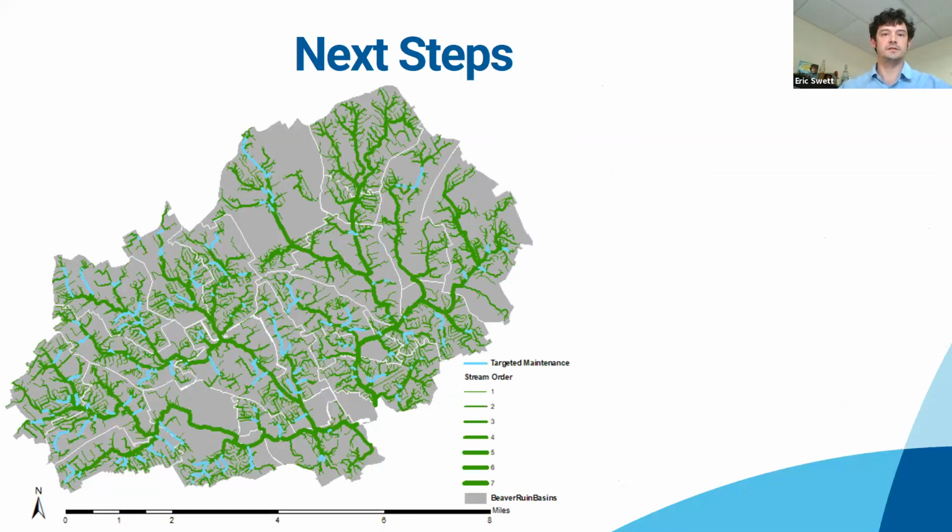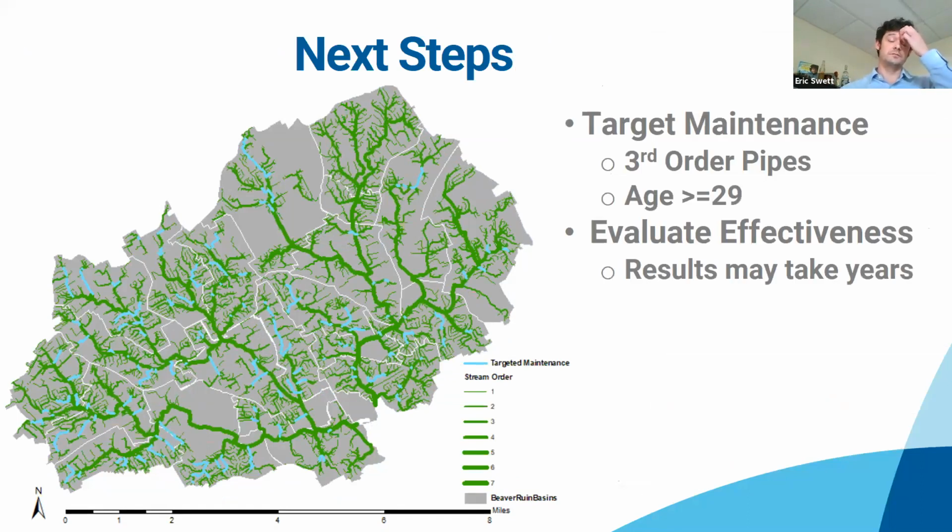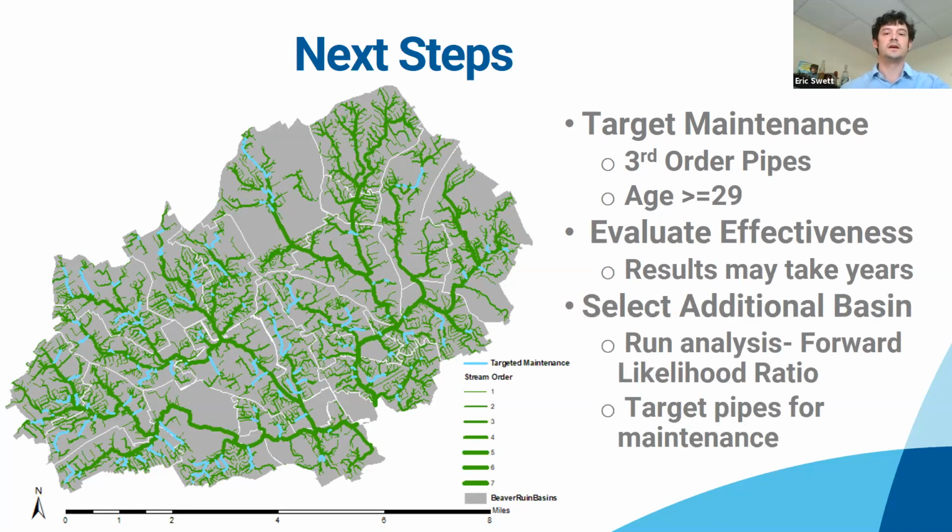So next steps is to target our maintenance on third order stream segments with age greater than 29 years. Evaluating the effectiveness may take years because it'll take time for us to clean and evaluate whether or not we experienced fewer overflows over time. And then as an additional step, I'm going to take a look at another basin, the Patterson Basin, next, and apply that forward likelihood ratio method to that specific basin and see what results come out of that. Then I can target maintenance on those pipes and hopefully get into a good maintenance cycle.